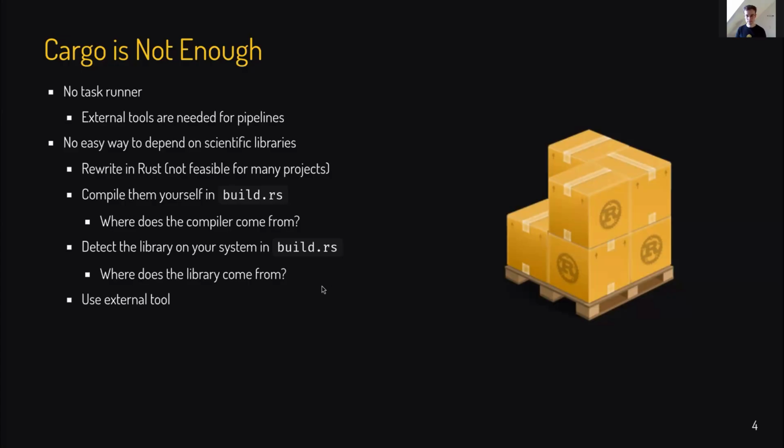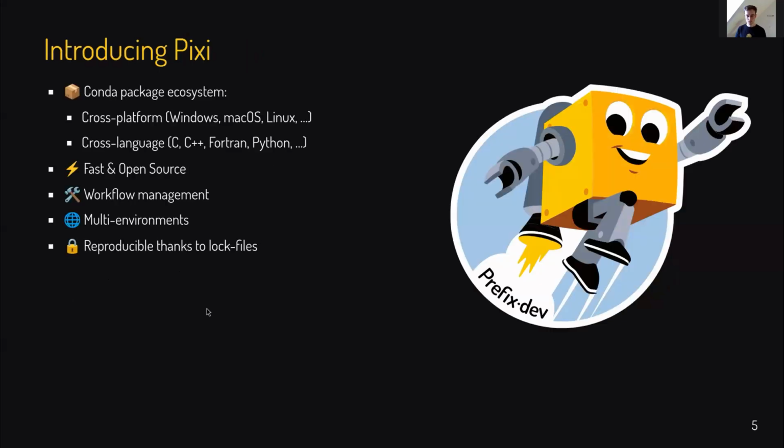You end up directly in dependency hell. And of course, I'm biased, but I think the best way for Rust developers, for scientific Rust developers, is to just use an external tool. There are a couple of them available. There's Nix, there's Docker, there's Bazel. I will present the one that I'm working on, which is called Pixi.